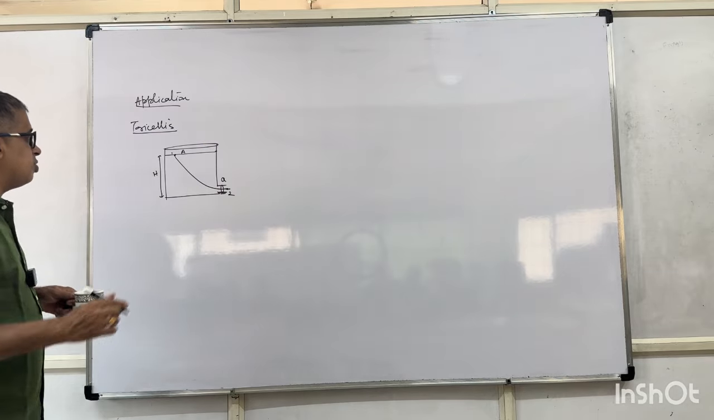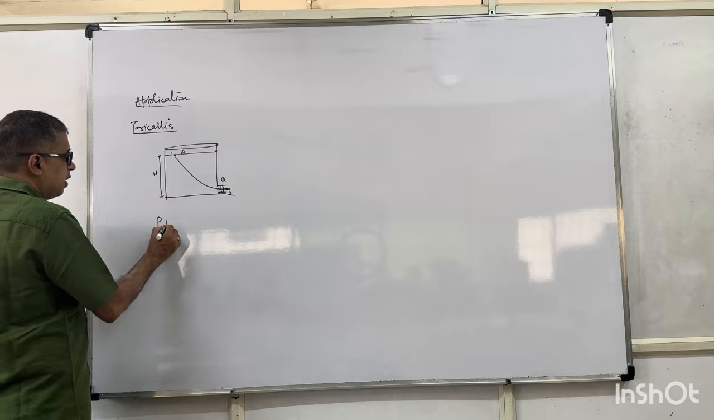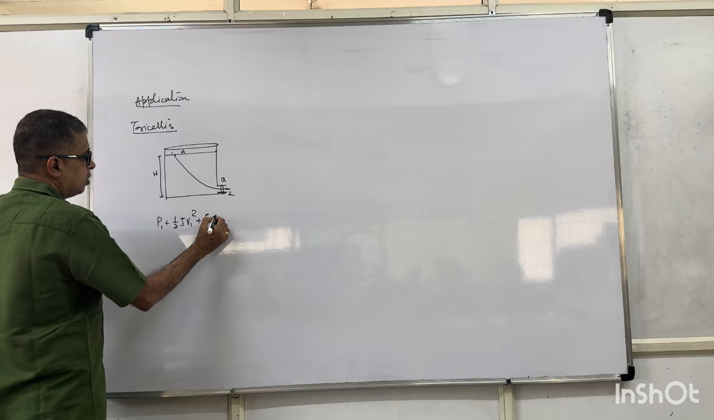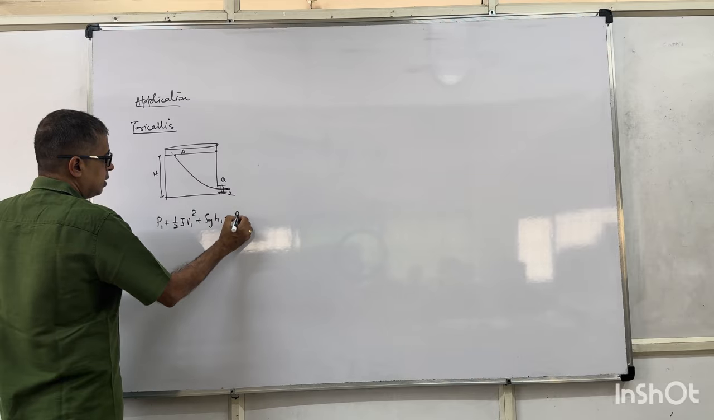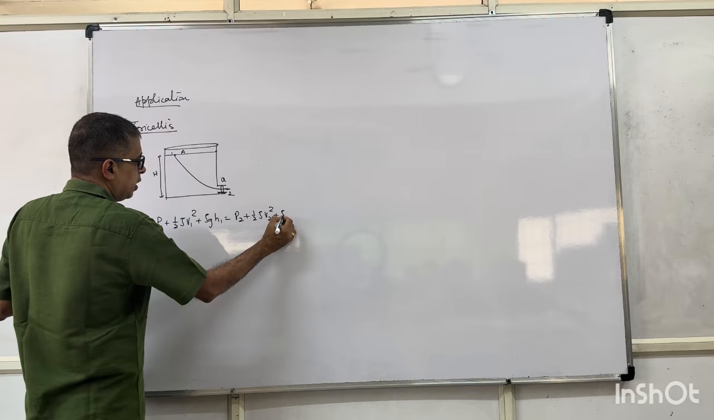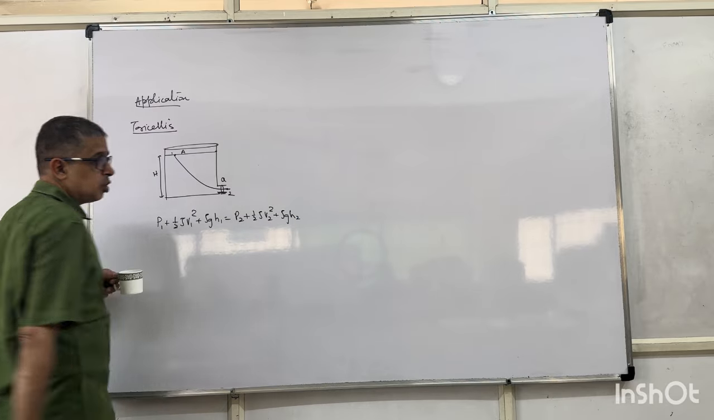Right? Your Bernoulli's equation was P1 plus half rho V1 square plus rho g H1 is equal to P2 plus half rho V2 square plus rho g H2.